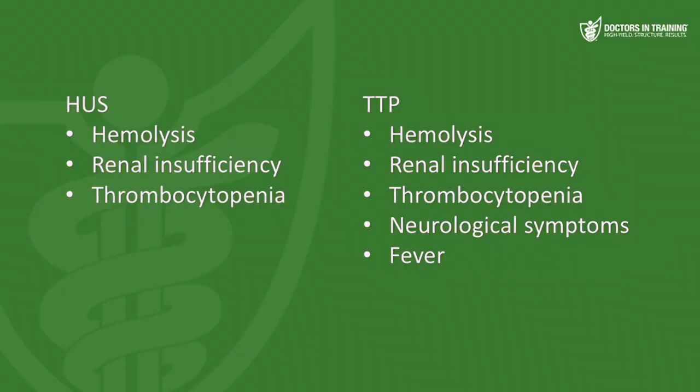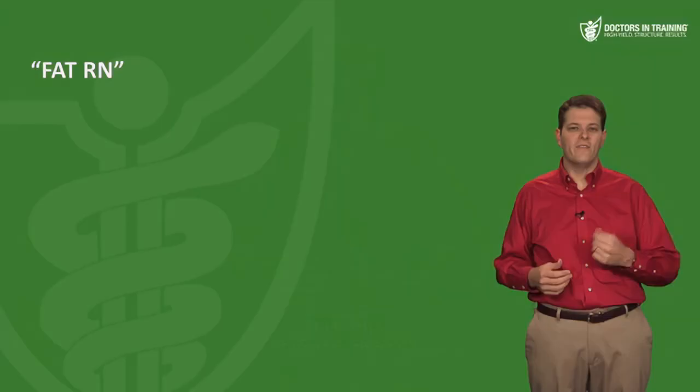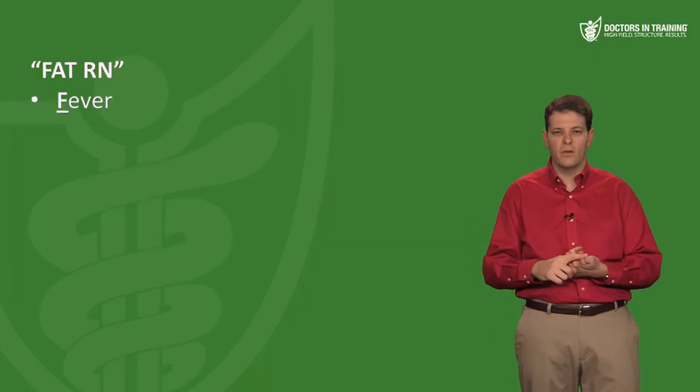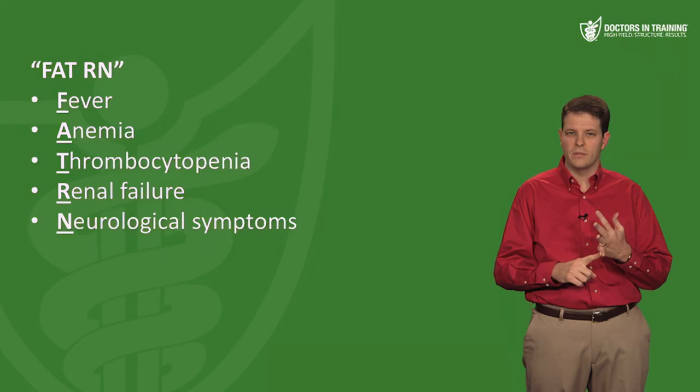Now, recent studies are suggesting that high fever may actually be fairly uncommon with TTP, but it's still part of that classic pentad. Now, there are several decent mnemonics to help you remember all 5 of those features. One mnemonic is FAT-RN, which lots of students seem to like. FAT-RN stands for fever, anemia, thrombocytopenia, renal failure, and neurological symptoms.